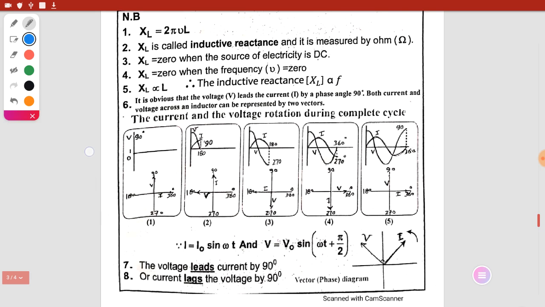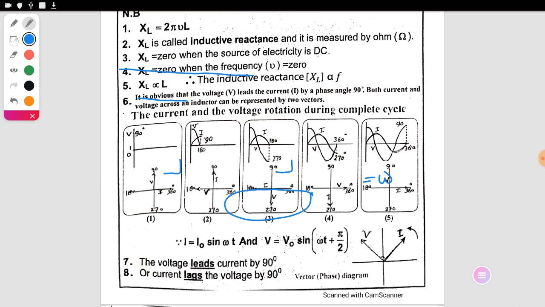From this, we can observe XL equals 2πνL, where ν equals F, the frequency. XL equals 2πνL or equals 2πFL. XL is the inductive reactance. Inductive reactance is the opposition to the flow of alternating current through the circuit due to the self-inductance of the coil.